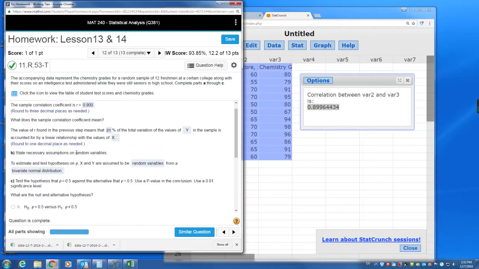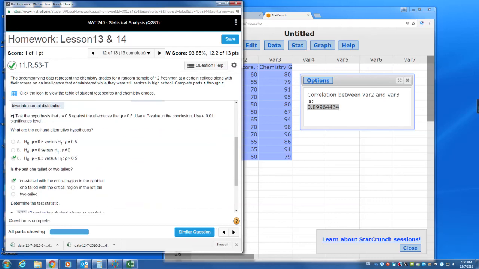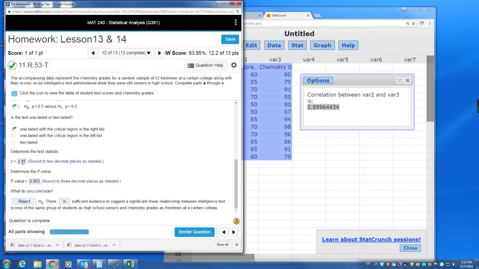Y and X are random variables, and this one is not a big problem. And you test if rho equals 0.5 or rho is bigger than 0.5. That's what it says here. And it's a one-tail, right-tail test. And you need to find a z-score. Okay, z-score is 2.77. The z-score is based on one formula. I think the formula is square root of n minus 3 over 2 ln.